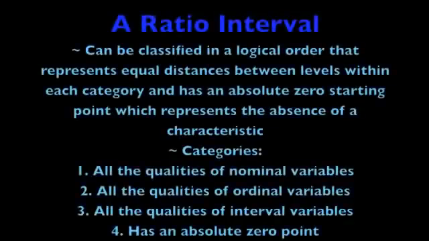The final variable we will be discussing are ratio variables. They can be classified in a logical order that represents equal distances between each level within the category, just like interval variables. However, there is now an absolute zero starting point, which represents the absence of a characteristic. Some examples of ratio variables are number of Facebook photos you are in with your significant other, hours spent watching TV per day, and temperature. In the following clip, Kate will take a final survey that asks all ratio variable questions.